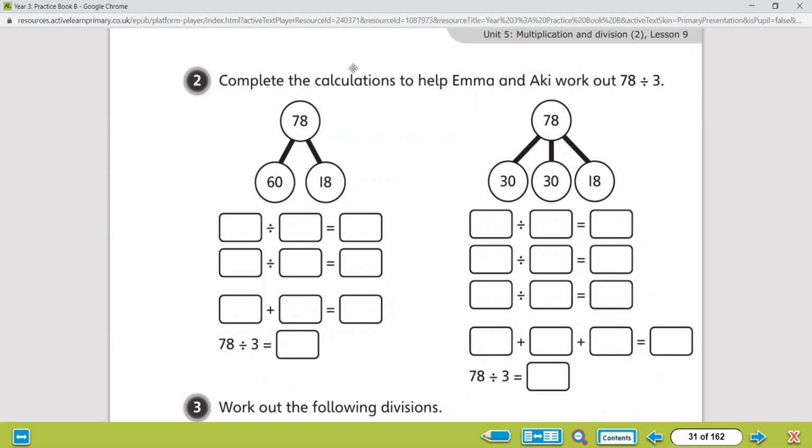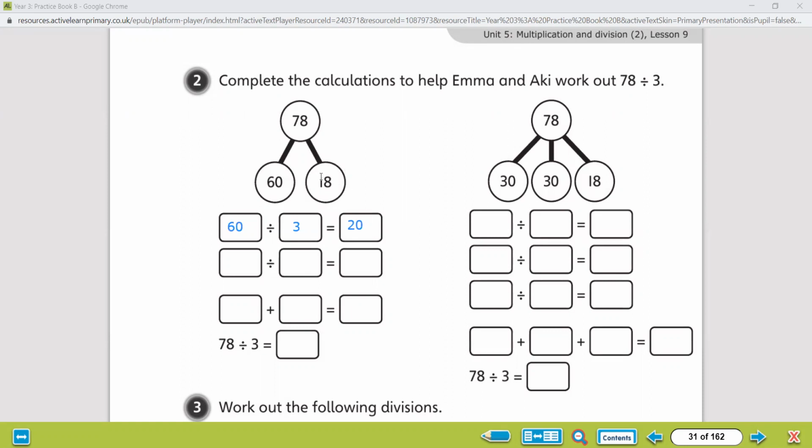So I'm going to need to annotate, don't I? Silly Mrs. Haslam. Start with the tens, so it's 60 divided by 3 equals. Now I know 6 divided by 3 is 2, 3, 6. So because I'm looking at 60, my answer is going to be 10 times bigger than 2. So I know that my answer is going to be 20. 60 divided by 3 is 20.